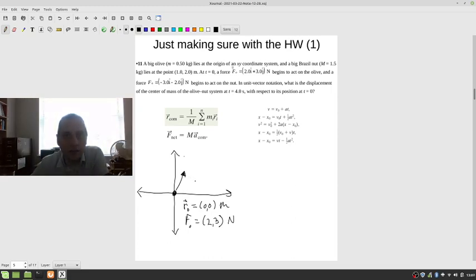And then on the other hand, you have a big Brazil nut that lies at 1, 2, so that's going to be up here. So our R of our Brazil nut is 1.0, 2.0 meters. And at time equals 0, what's the force on this one? It's going to be minus 3, 2.